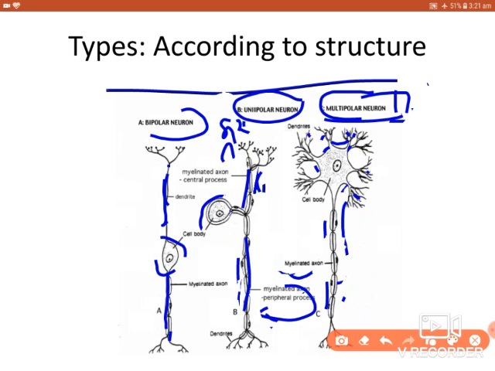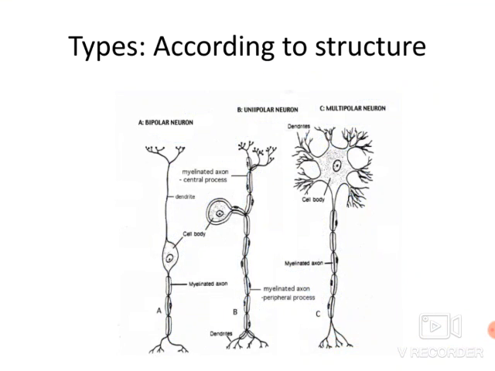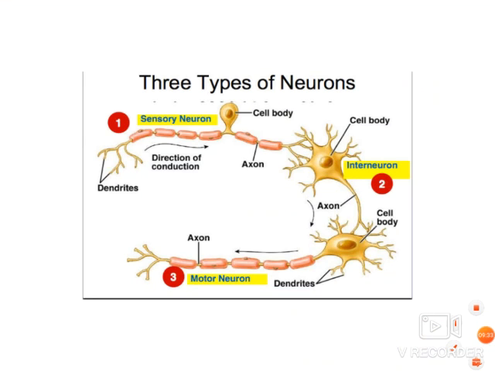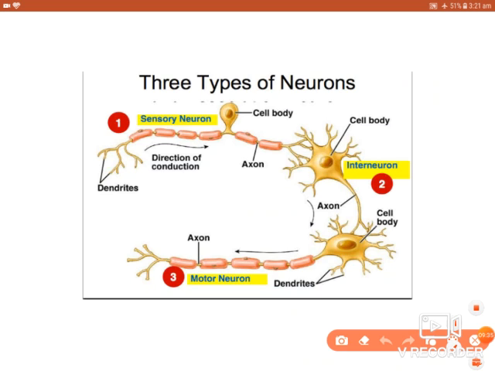Sensory neurons are examples of unipolar neurons. Here you can see the sensory neuron, which is unipolar. This is the peripheral process and this is the central process.